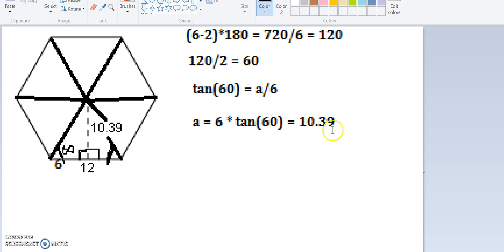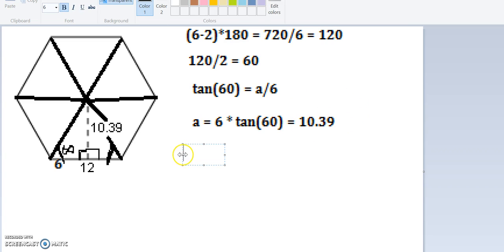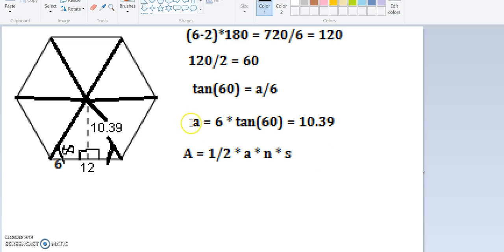Once you've gotten this, guys, you can go ahead and use our formula. Remember what the formula is. We're saying that the area equals 1/2 times the apothem times the number of sides times the side length. Once you know the apothem, you can use your formula to find the area of the polygon.